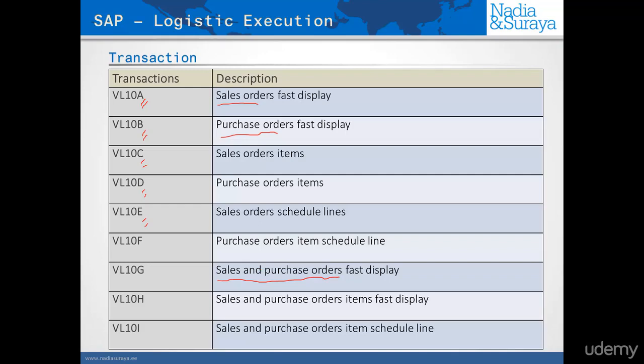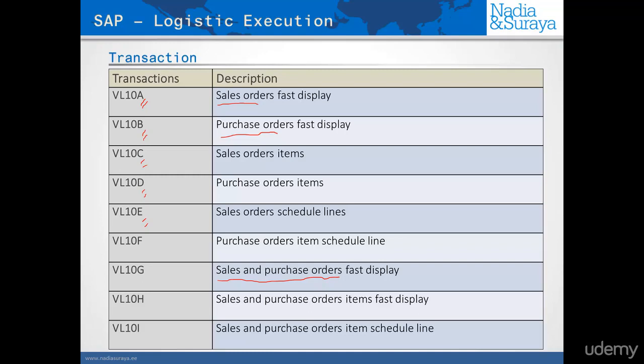So let's say you only want to create deliveries based on sales orders, you use VL10A. If you only want to create deliveries based on stock transport orders, you use transaction VL10B. If you want to mix the two, then you use the other transactions here. And the way to use it is that when you run your scenario, you then decide, do you want to create sales orders and stock transport orders together, or do you want to just create sales orders and so forth? So what type of outbound deliveries you want to create drives which transaction you want to use.